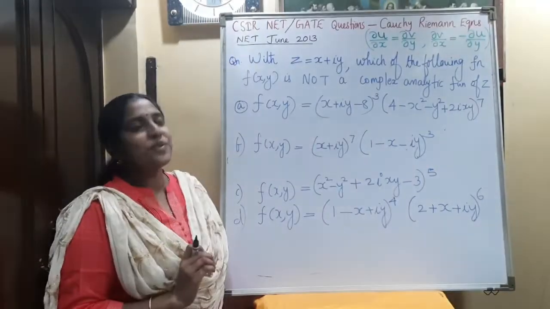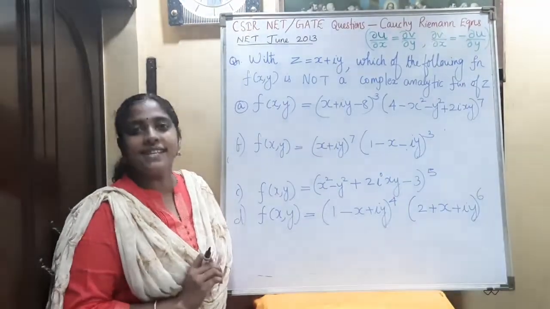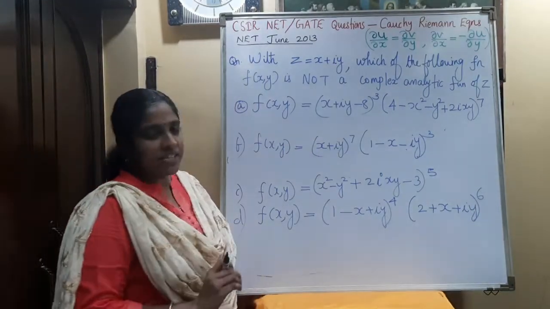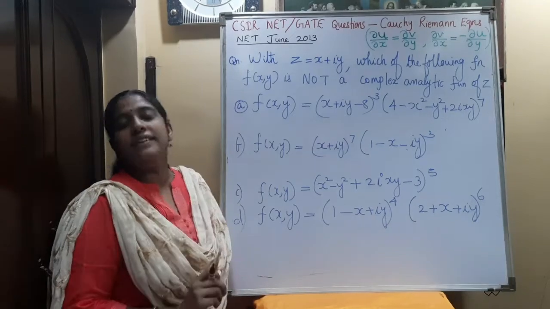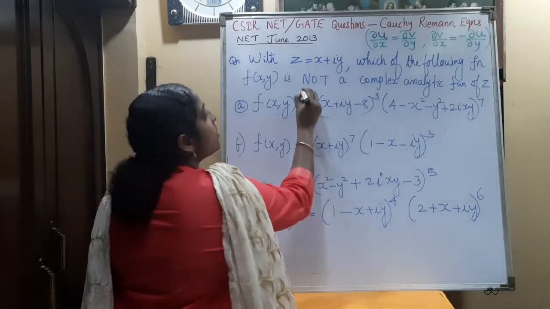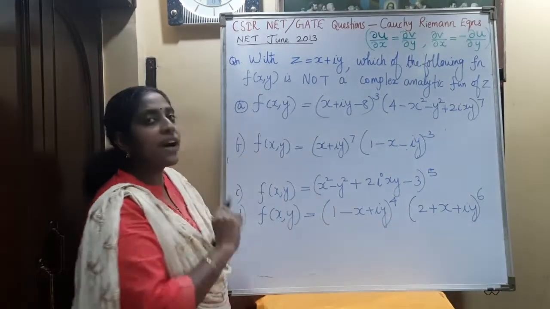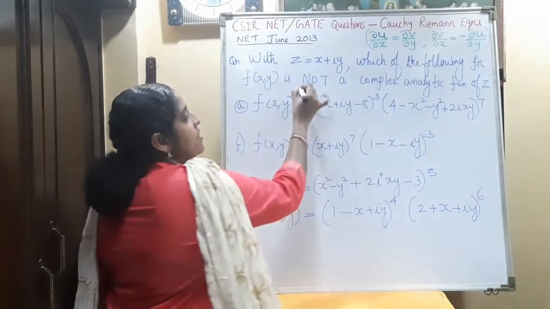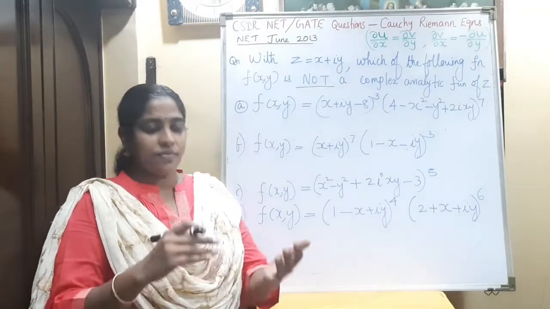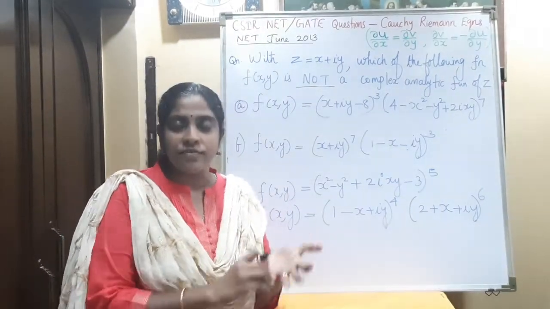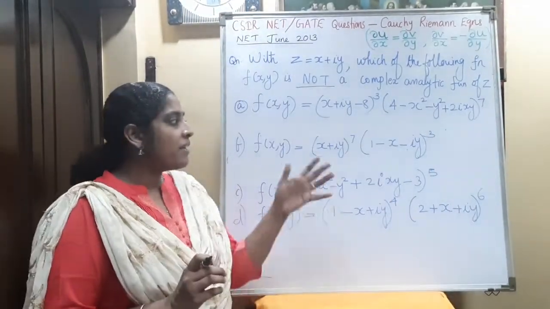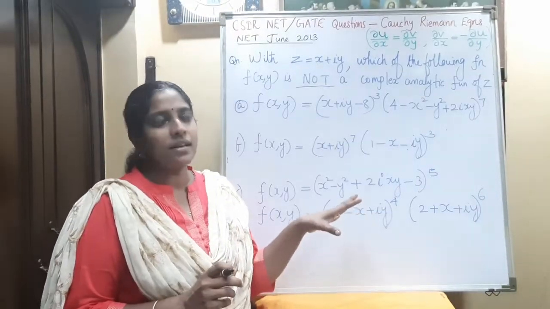The next question was asked in the June 2013 CSIR NET examination. The question is: with z equal to x plus iy, which of the following functions is not a complex analytic function of z? Four options are given. So we have to find out which of these four functions is not analytic. To check whether a function is analytic, we have two conditions. First of all, it must have first order continuous partial derivatives. Second, it must obey the Cauchy Riemann conditions. Here, applying these Cauchy Riemann conditions is time consuming.